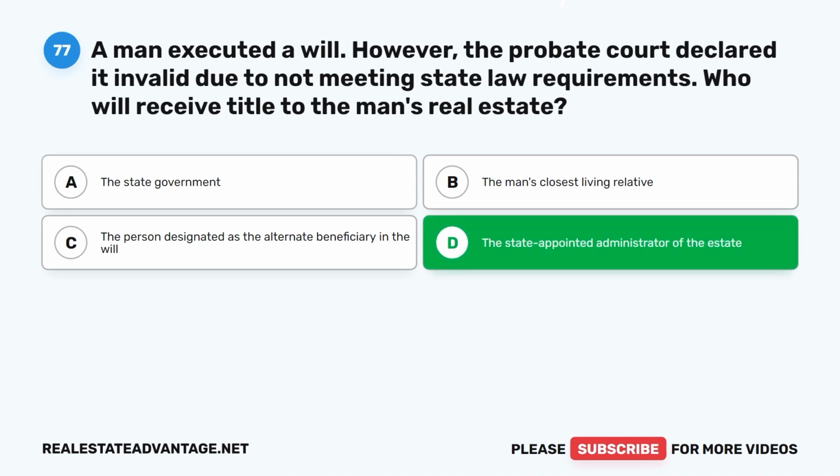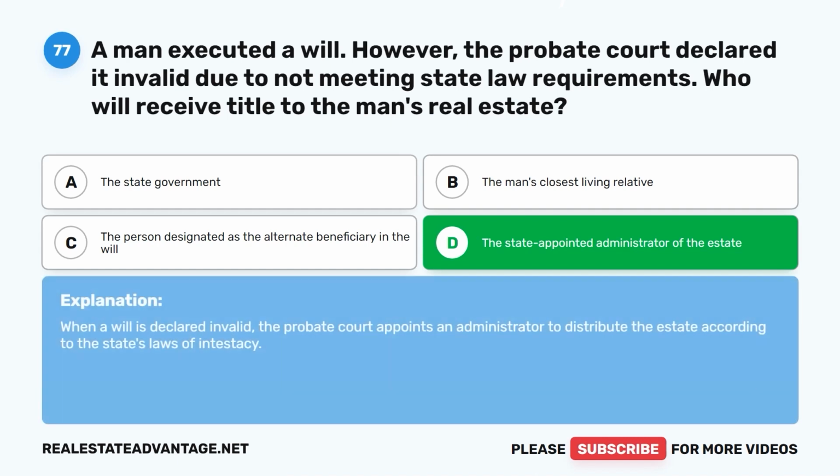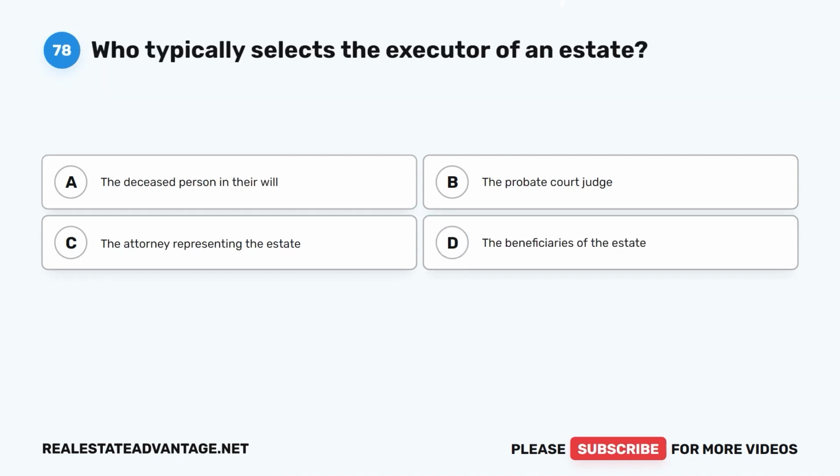The correct answer is D. The state-appointed administrator of the estate. When a will is declared invalid, the probate court appoints an administrator to distribute the estate according to the state's laws of intestacy.